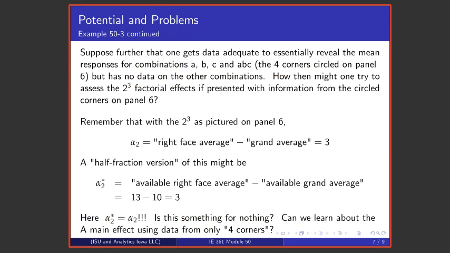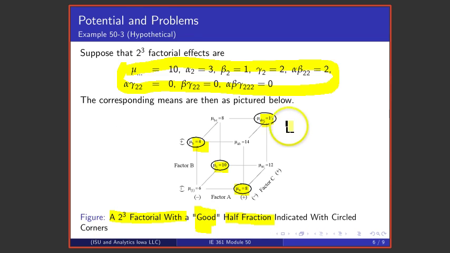Well, you might think about asking, can I learn anything about an A main effect? Remember that for the full factorial, the A main effect would be the average of this guy, this guy, this guy, and this guy, with the average of all 8 subtracted. Problem is, I don't have all 8 corners. What I might think about doing then is taking the average of this one and that one and subtracting the average of the 4 that I do have.